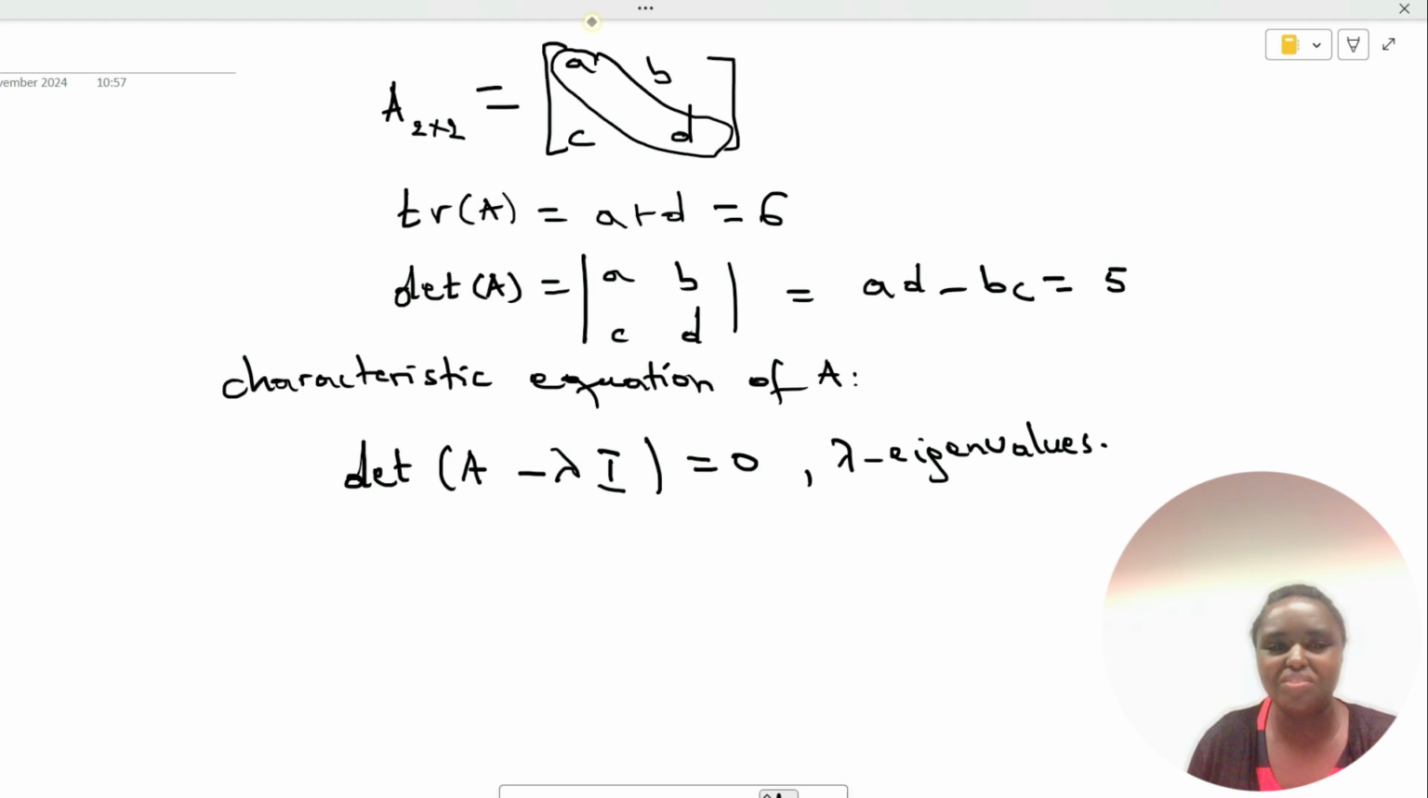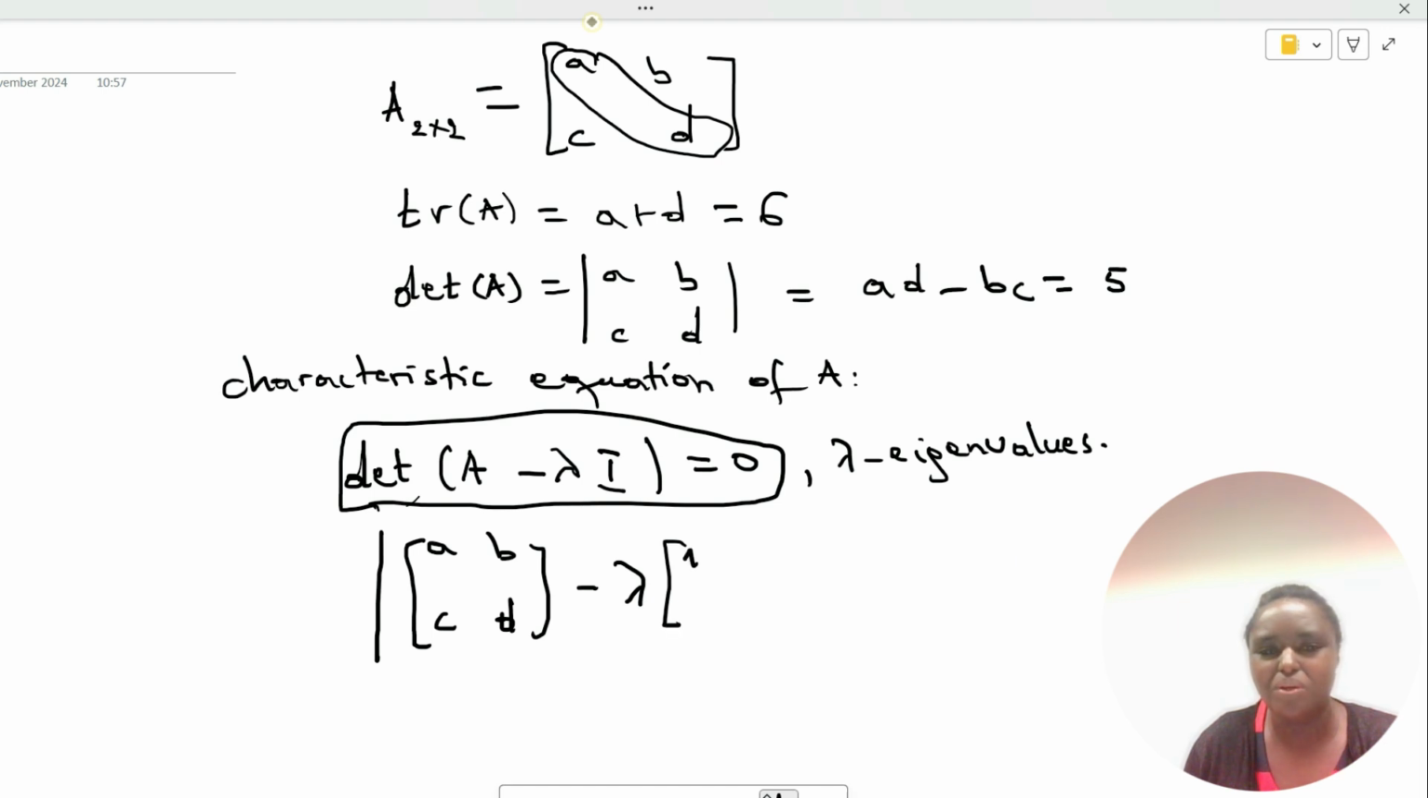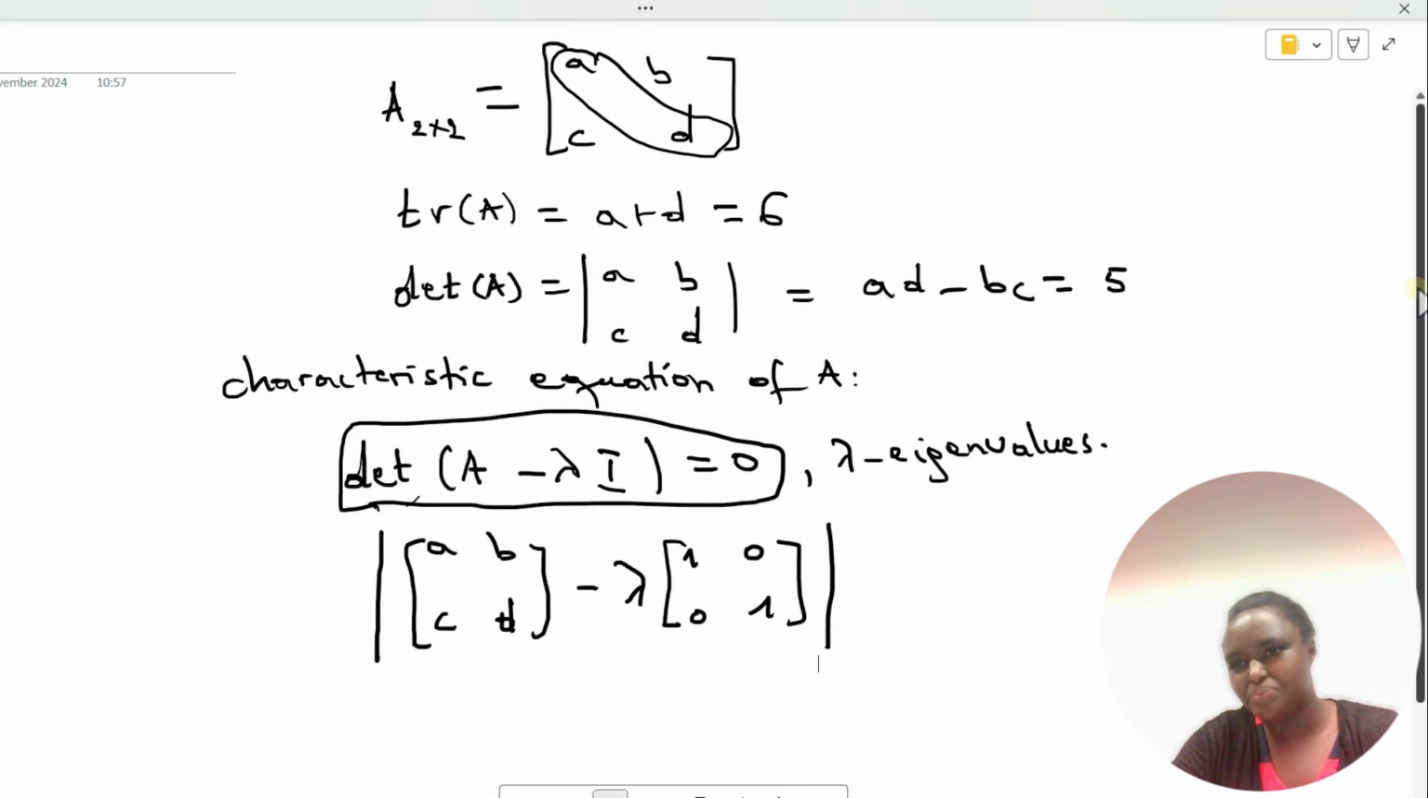Normally, when we find these eigenvalues, we solve this kind of equation. So for the matrix A, we have to compute the determinant of A, B, C, D minus lambda times the identity matrix, and the identity matrix is 1, 0, 0, 1. Like this, and we need this determinant. So how do we compute this determinant?